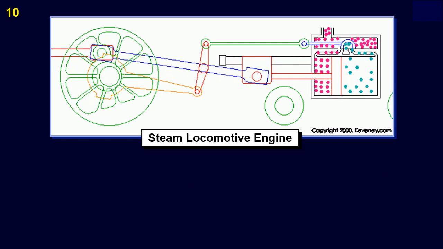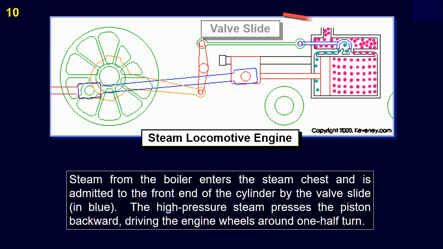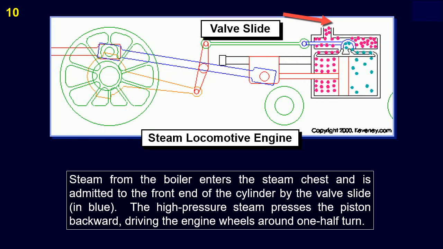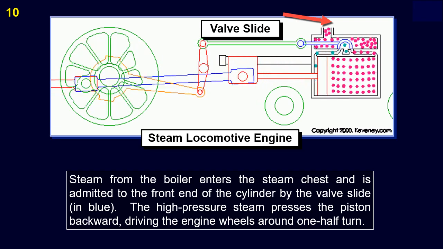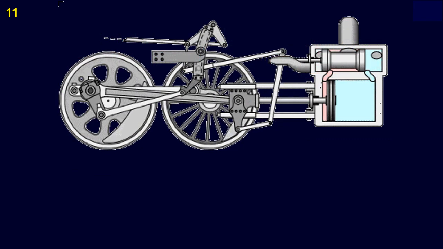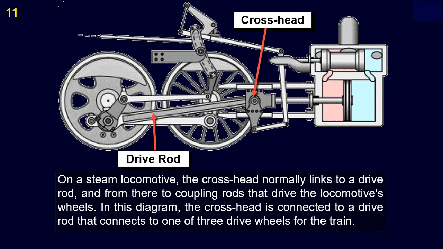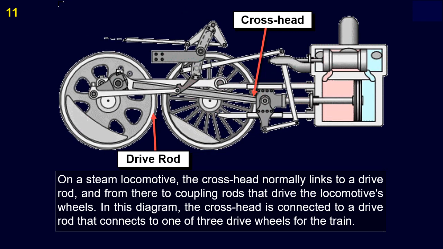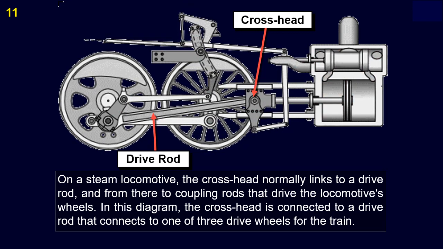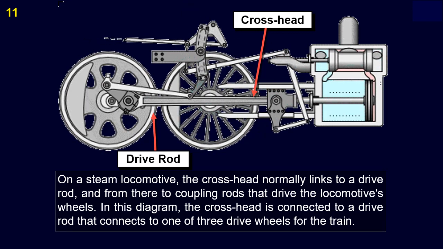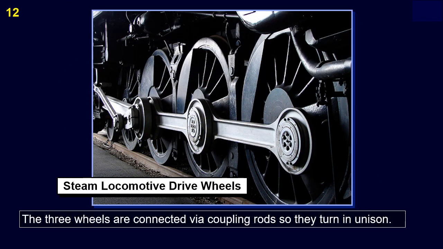Steam from the boiler enters the steam chest and is admitted to the front end of the cylinder by the valve slide, in blue. The high-pressure steam presses the piston backward, driving the engine wheels around 1/2 turn. On a steam locomotive, the crosshead normally links to a drive rod, and from there to coupling rods that drive the locomotive's wheels in this diagram. The crosshead is connected to a drive rod that connects to one of 3 drive wheels for the train. The 3 wheels are connected via coupling rods so they turn in unison.